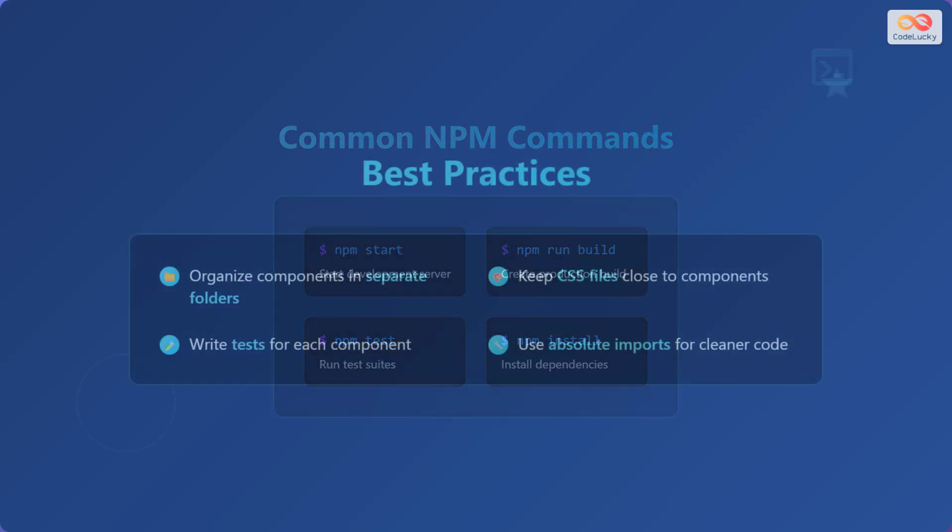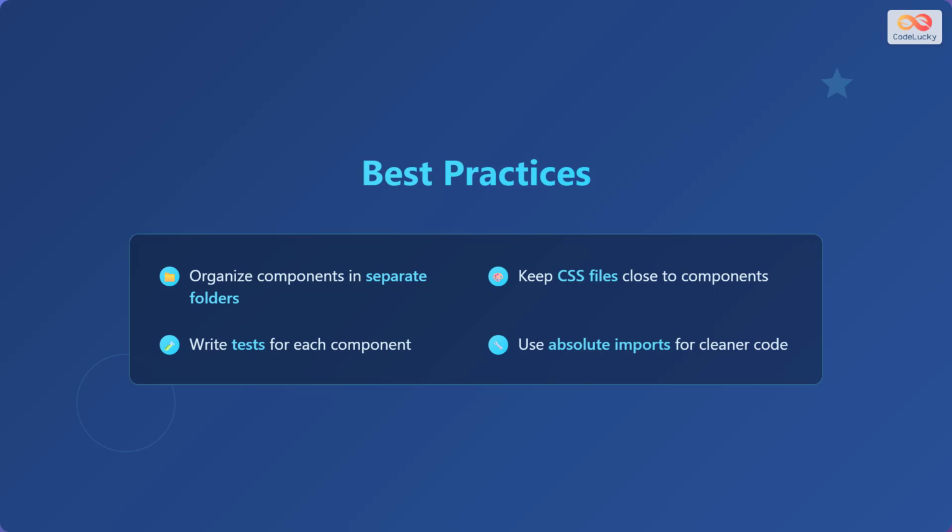To wrap up, let's discuss some best practices for organizing your React project structure. First, organize your components in separate folders. This makes it easier to locate and manage individual components. Secondly, keep CSS files close to their corresponding components. This promotes modularity and makes styling more maintainable. Thirdly, write tests for each component. This helps ensure the reliability and correctness of your code. Finally, use absolute imports for cleaner code. Absolute imports make your import statements more readable and less prone to errors when you move files around.